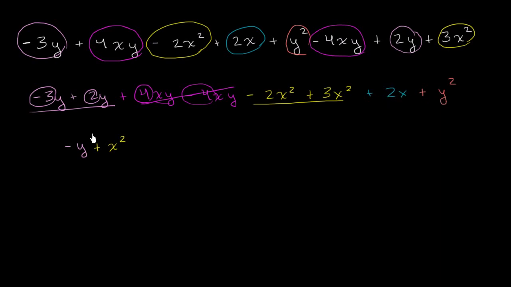So plus 2x plus y squared. And we're done. And obviously, you might have gotten an answer in some other order, but the order in which I write these terms doesn't matter. It just matters that you were able to simplify it to these 4 terms.